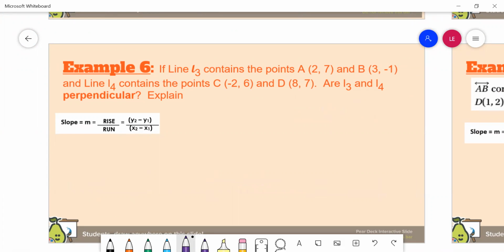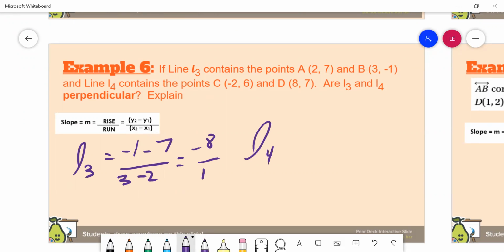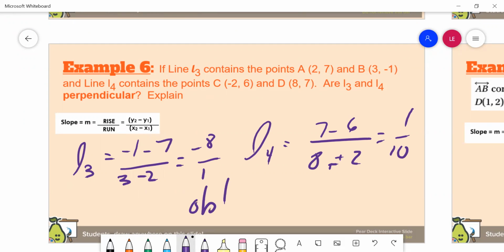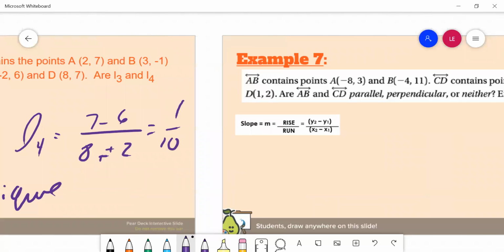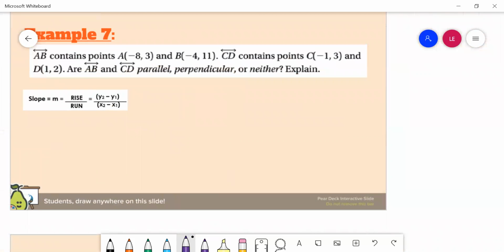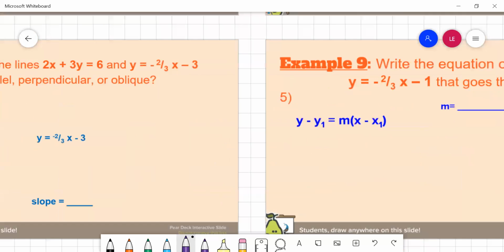All right, so line 3, we'll do the same thing here. We'll do negative 1 minus 7 over 3 minus 2, which is going to give you negative 8 over 1. For line 4, we're going to subtract y2 minus y1, and the same on the bottom, those become positive. So we're going to get 1 over 10. Again, you'll notice that these slopes are different, so these lines would be oblique. And so on and so on. You would continue doing these. You can look on the Google Classroom to see detailed examples, but they're pretty much done the same.